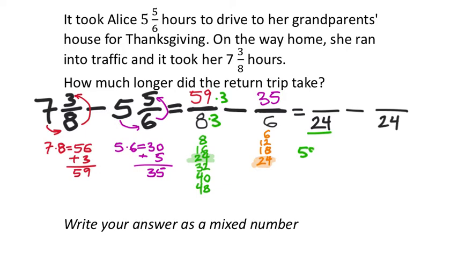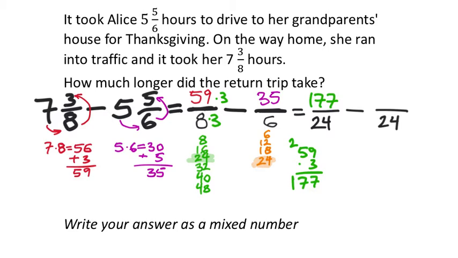So that's 59 times 3. 9 times 3 is 27. Carry the 2. 3 times 5 is 15, but add the 2 there to make it 17. So 177/24. There we go.